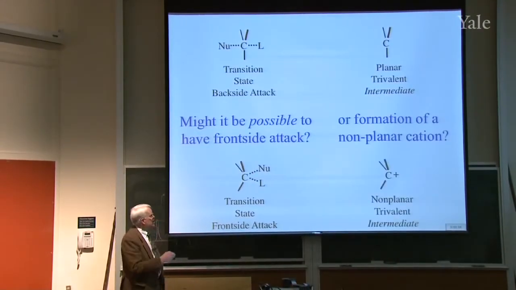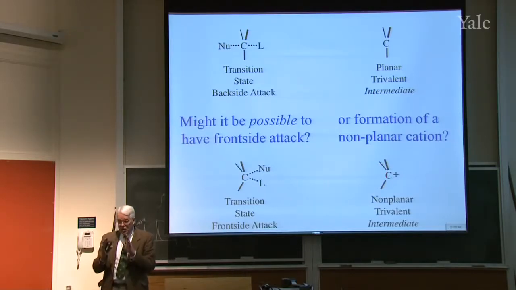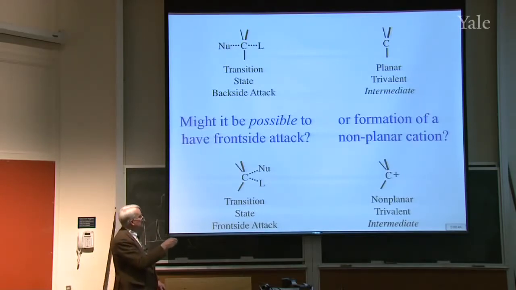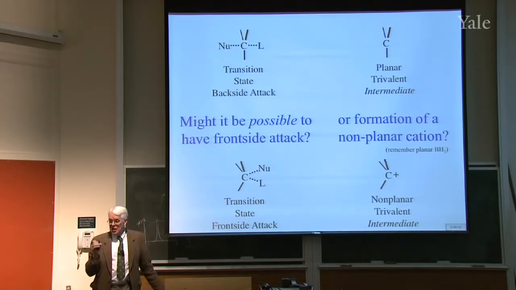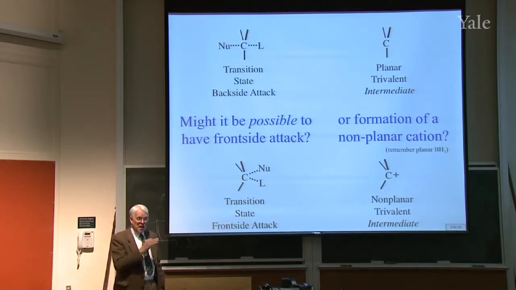Or is it possible to form a cation that's not planar, right? So could you have it bent and not planar so that the stereochemical consequences would not necessarily be inversion, right? Might it be possible to have a non-planar cation as an intermediate? But remember that BH3, which has the same electrons that CH3 plus does, remember we talked last semester about XH3, that when that's a cation, or in BH3, you expect it to be planar. But still, might it be not too bad to have it bent, okay?